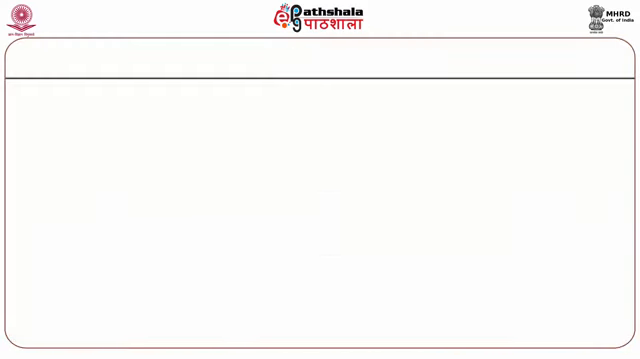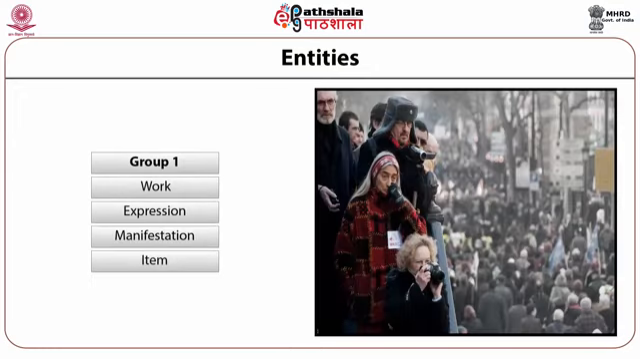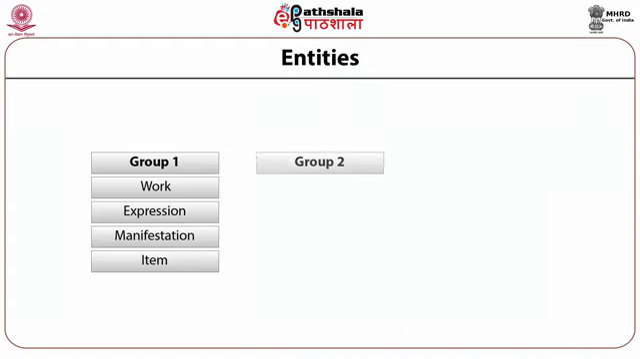FRBR has identified three groups of entities. The first group is work, expression, manifestation, item. These four belong to group 1. What are the group 2 entities? Person and corporate body. Work means, very easily, a book or anything which can be called a work, a document. Who creates it? Either a person or a corporate body creates it. So these are the group 2 entities.